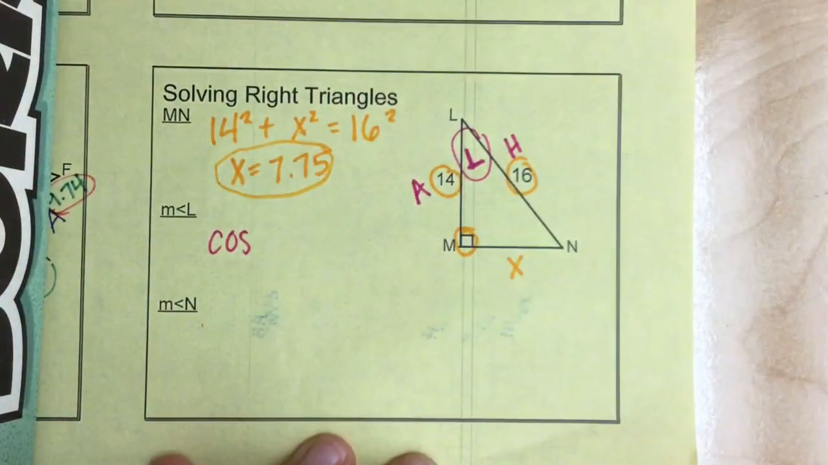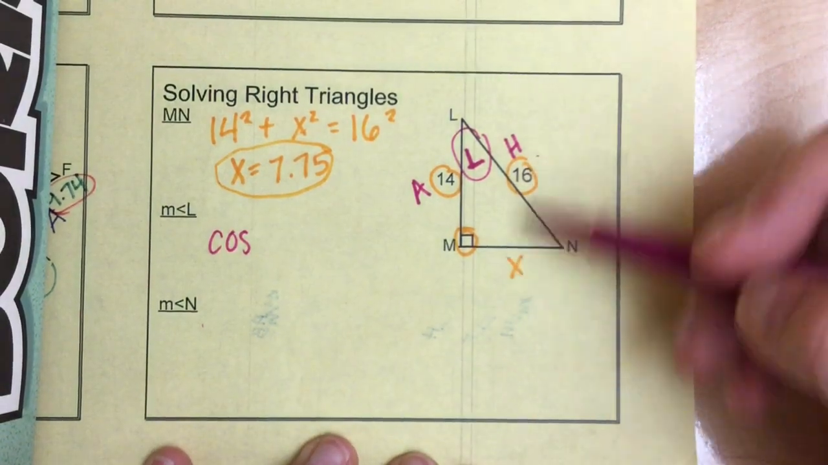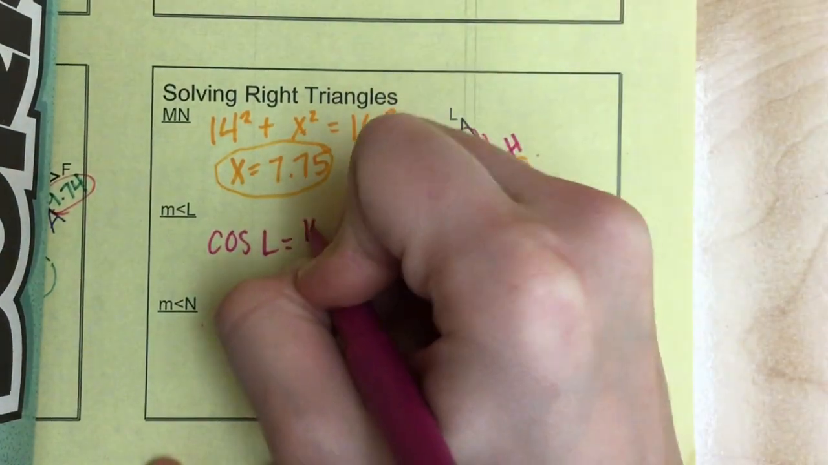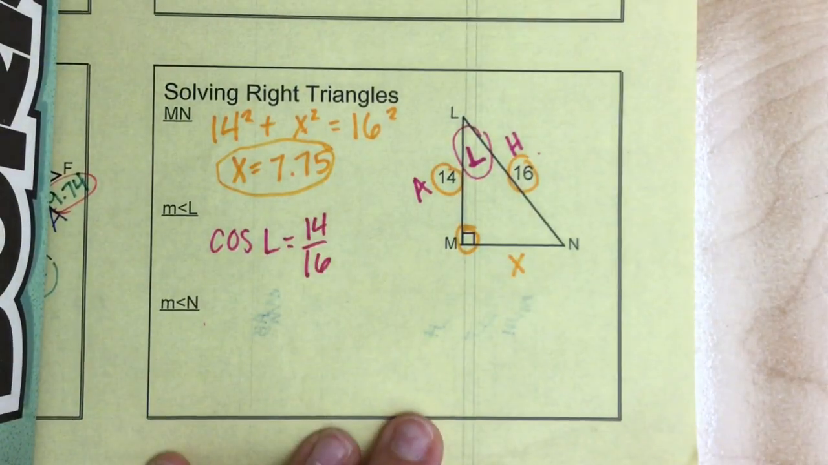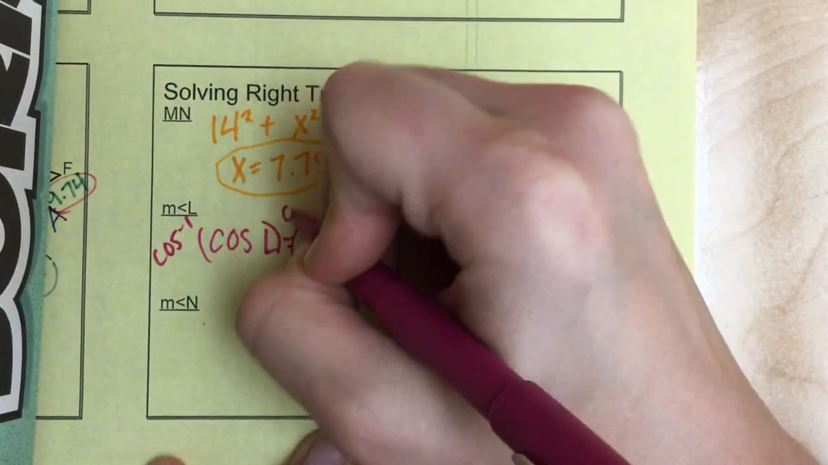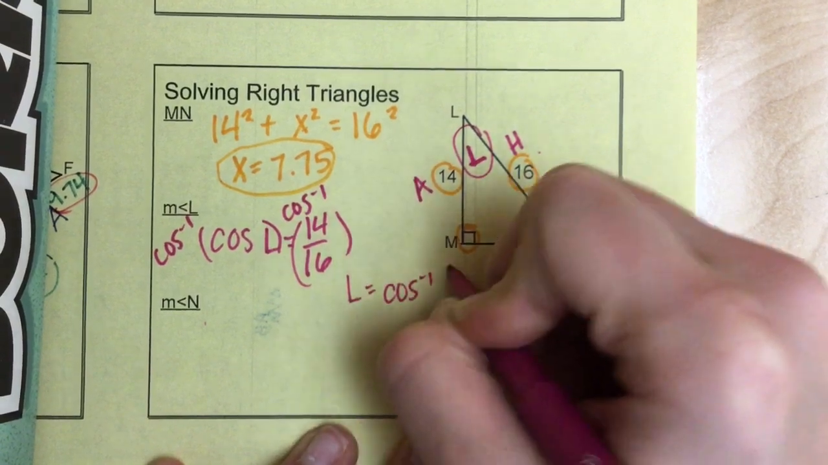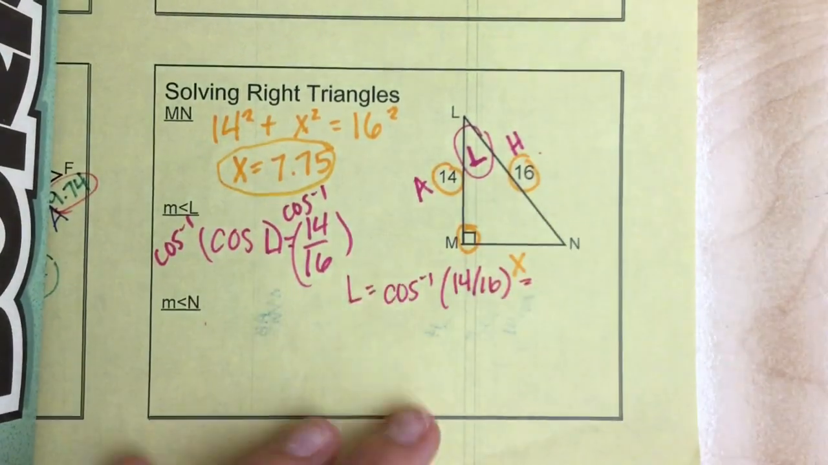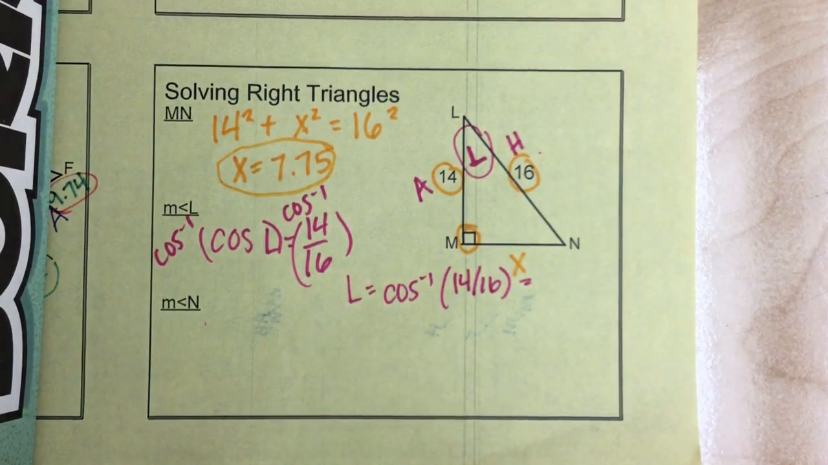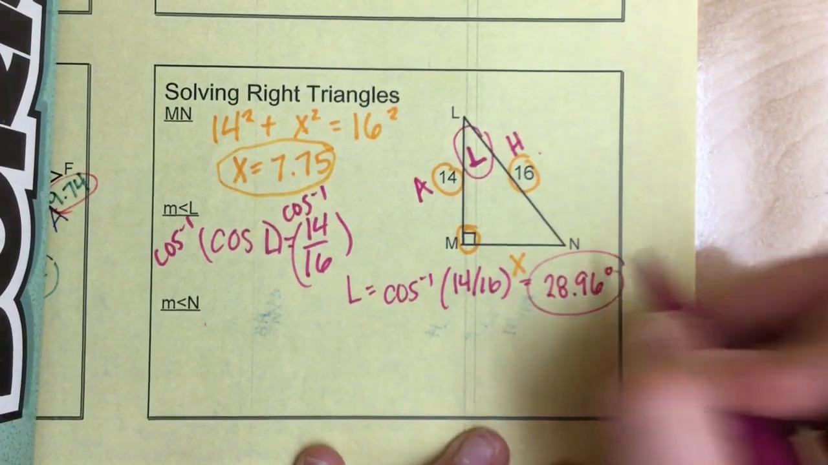Again, if you wanted to use these 2, it would be tangent. If you wanna use these 2, it would be sine. So the cosine of L is 14 over 16. And I'm gonna take the inverse cosine of both sides. So L equals the inverse cosine of 14 over 16. And when I round this one, I get 28.96 degrees.